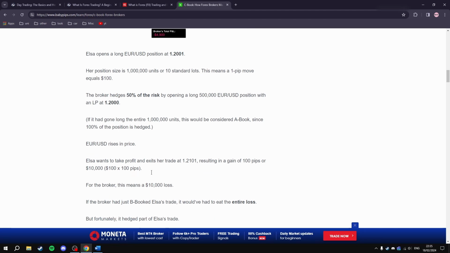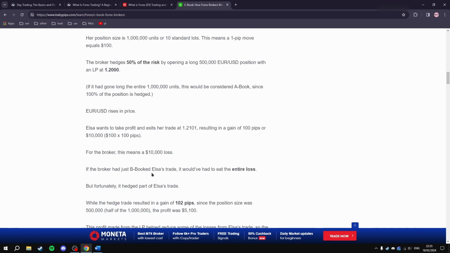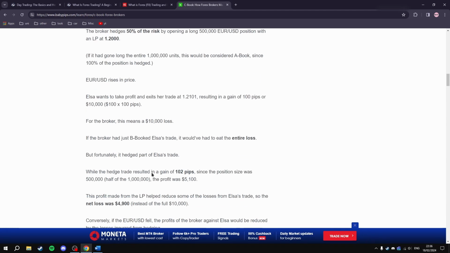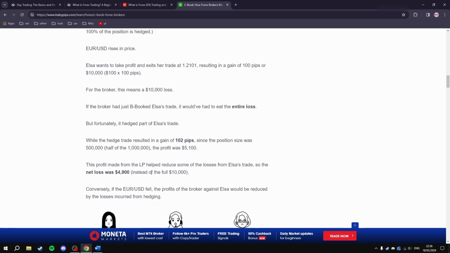Elsa wants to take profit and exits the trade at 1.2101, resulting in a gain of 100 pips or $10,000. For the broker, this means a $10,000 loss. If the broker had just B-booked Elsa's trade, it would have had to eat the entire loss, but fortunately it hedged part of Elsa's trade. Whilst the hedge trade resulted in a gain of 102 pips, since the position size was 500,000, half of a million, the profit was 5,100. This profit made from the liquidity provider helped reduce some of the losses from Elsa's trade, so the net loss was 4,900 instead of the full 10,000.